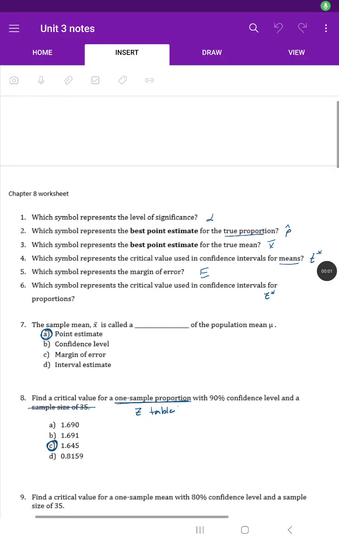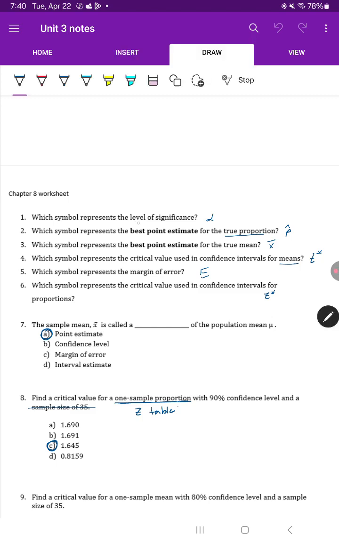Okay, we're going to go over the review for the Chapter 8 worksheet. A couple of symbols that you need to know for your test. Your level of significance is always going to be your alpha. Your symbol for your best point estimate of the true proportion is going to be your p hat.